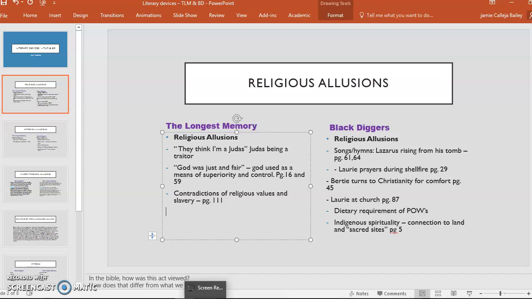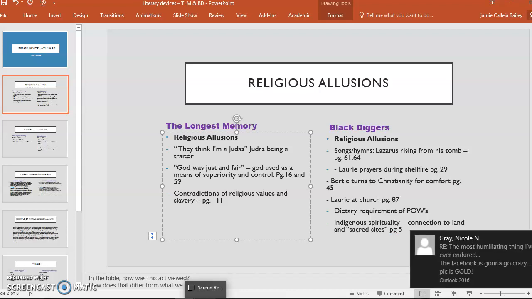It's a complex idea. But again, what is the purpose of the white man to use religion? Why is religion in this text? Okay, on one hand you've got the Black Diggers, where it's forced upon them. But also in The Longest Memory we see this idea that there is a clear discrimination, that God will favour the white man, and they use it so that slavery can still exist. Something that Mr. Whitechapel is quite complex or vexed about.